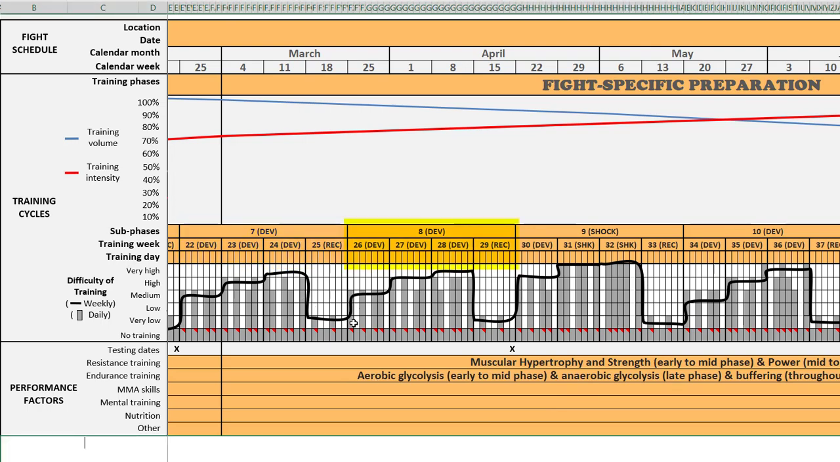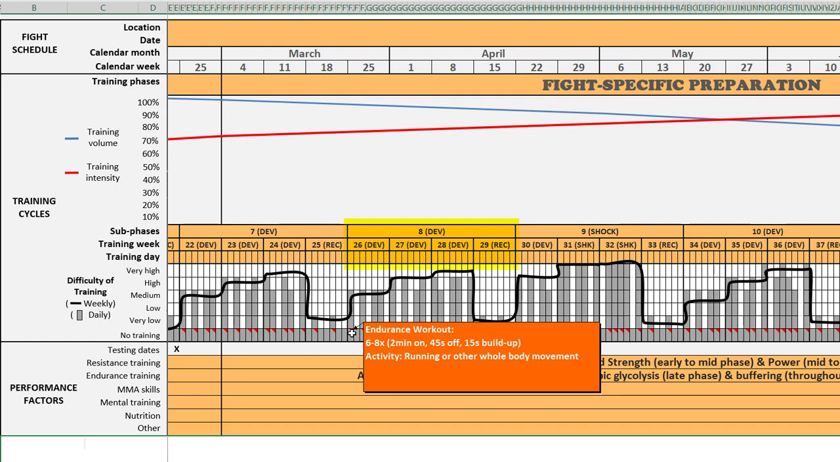Okay, so this takes us into subphase 8. It's a developmental subphase with the 3-to-1 loading plan. Now, for endurance training, we stick with the 2-minute intervals, but we reduce the rest slightly. Up to now, I've been recommending only whole body movements for these sessions, like running, for example. But as we're in the fight-specific preparatory phase, we want to start incorporating more fight-specific movements. So to achieve this, we keep the same work-to-rest ratio, but simply start swapping out running for MMA-specific movements for that work interval. This might include pad striking, for example.